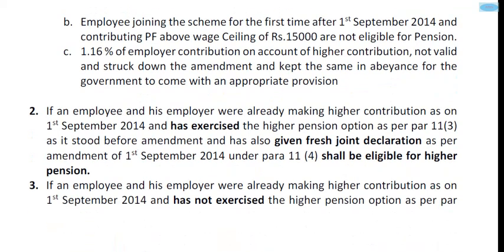If an employee and his employer were already making higher contribution as of 1st September 2014, and the employee has exercised the higher pension option as per para 11.3 as it stood before the amendment, and has also given the fresh joint declaration as per the amendment on 1st September under para 11.4, he shall be eligible for higher pension. So do you understand? If an employee has already exercised the option under 11.3 pre-amendment and 11.4 post-amendment, he is eligible for higher pension.